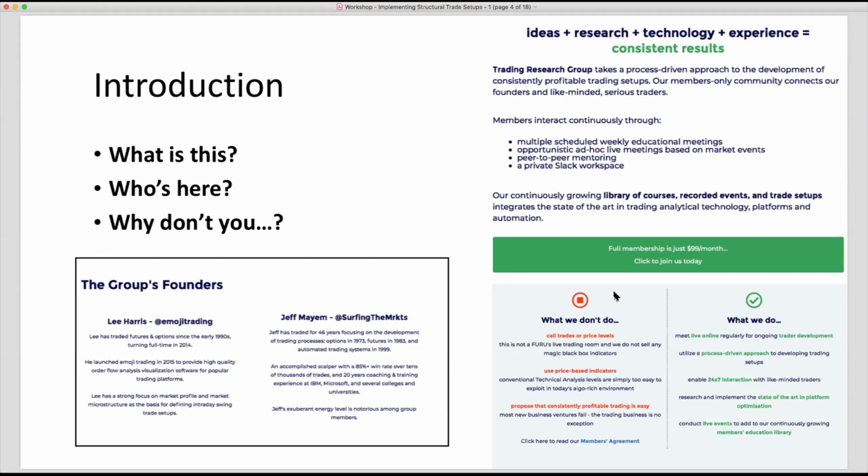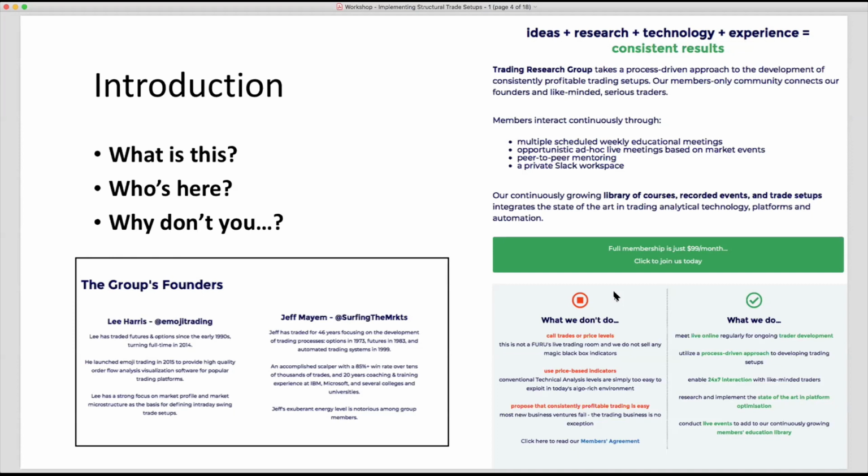But what we do is we meet regularly online to develop our skill sets together. We generally have a start of week kickoff every Monday, and at least one other session during the week. It might be educational content, it might be an ad hoc live session around NFP or FOMC, it might be tape reading, it might be a round table. And we're scheduling our next round table at the end of this month, where we're going to have a group chat around trading combines and psychology.